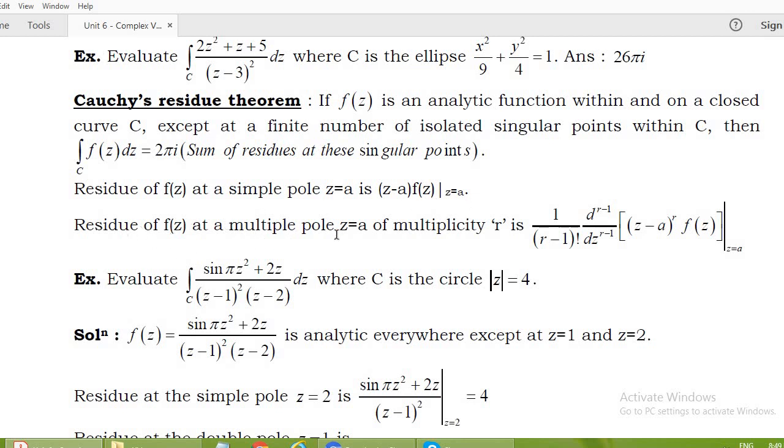Residue of f(z) at a multiple pole z equal to a of multiplicity r is given by 1 upon (r minus 1) factorial into the (r minus 1)th derivative with respect to z of (z minus a) to the power r into f(z), then put z equal to a.